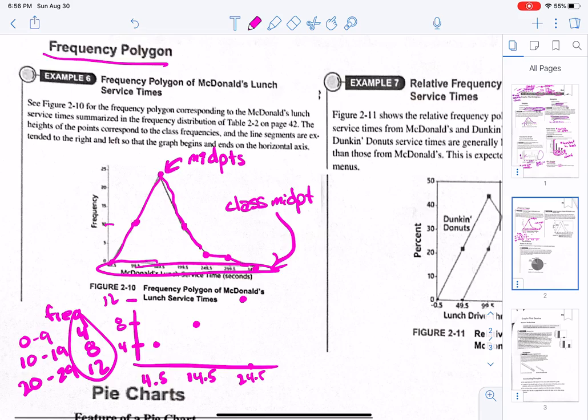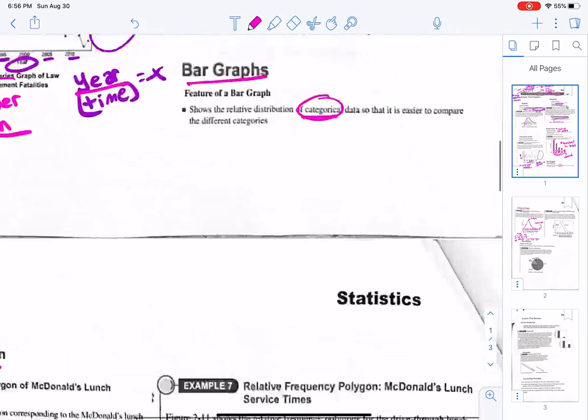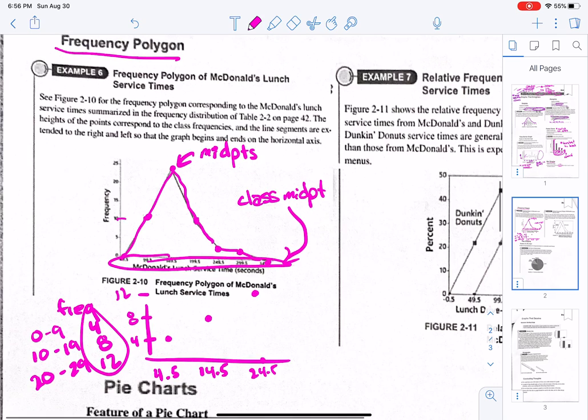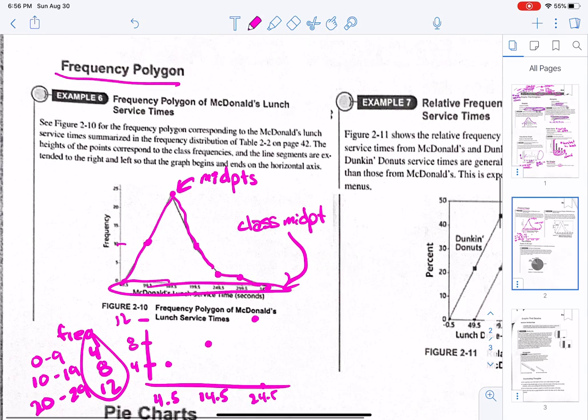So frequency polygon, each one of these graphs that we have here, we're going to do some practice actually making some of them with some actual data here in a couple days. So kind of be prepared for that. So frequency polygon, that's what that guy is.